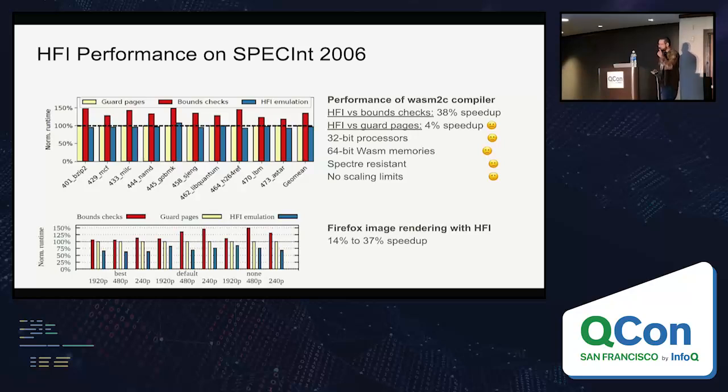And on some workloads, reducing register pressure and iCache pressure and all those sorts of good things I was talking about before, we get some really big wins, right? Like here with image rendering in Firefox.